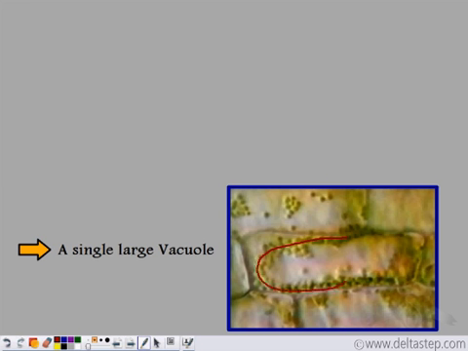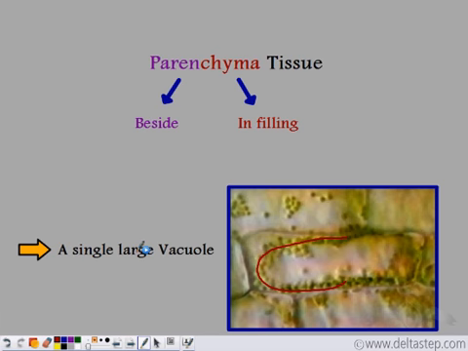And that is why these cells form a tissue known as the parenchyma tissue. Paren means beside, and chyma is the infilling.